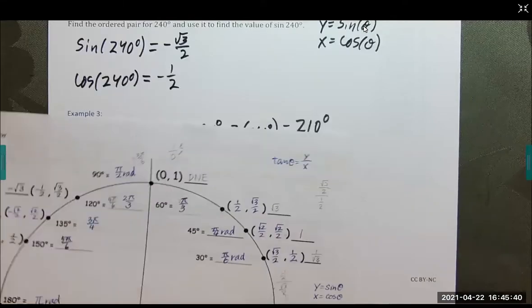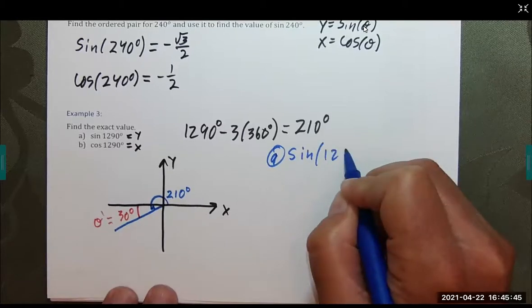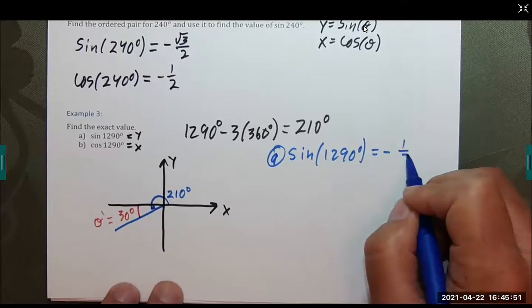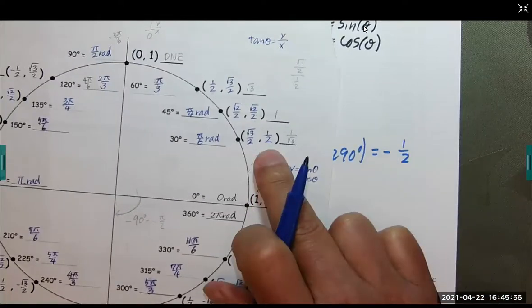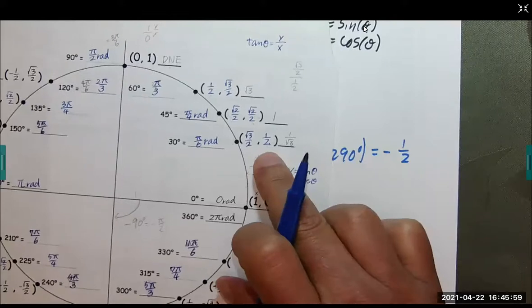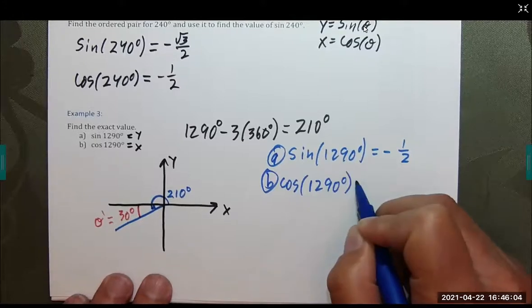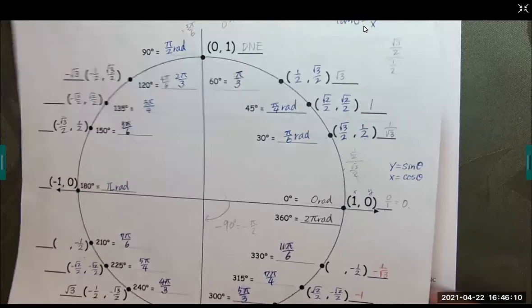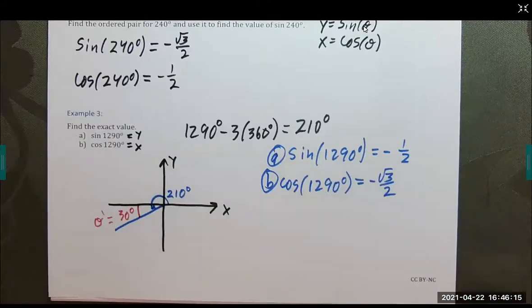So for part A, the sine of 1,290 degrees is a negative 1/2. That's right there, negative 1/2, because we're actually over here in quadrant 3. Cosine of 1,290 degrees is the x coordinate, but negative. Not too bad. You just have to keep the signs straight. And when I say sine, I mean S-I-G-N-S.